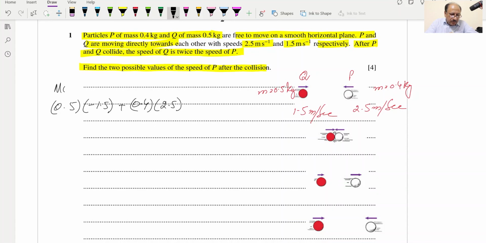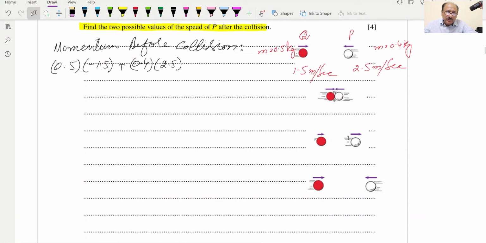So we can write here momentum before collision. So momentum before collision is this situation. Now momentum after collision can be two situations. One situation is that they are moving in the same direction, like this diagram. So they are moving in the same direction.